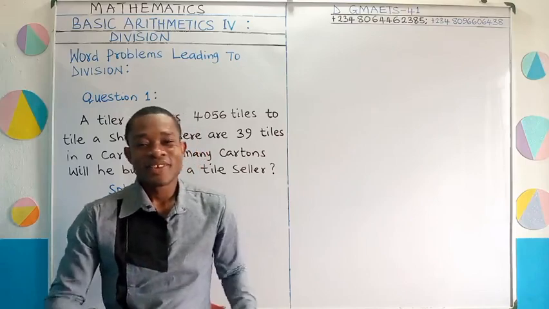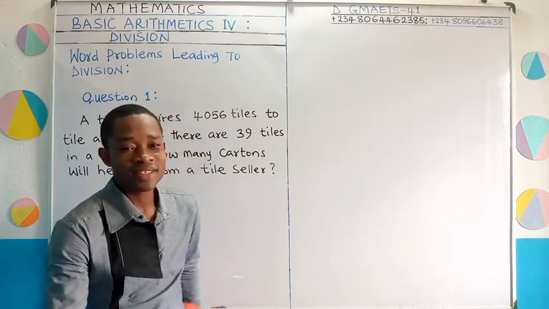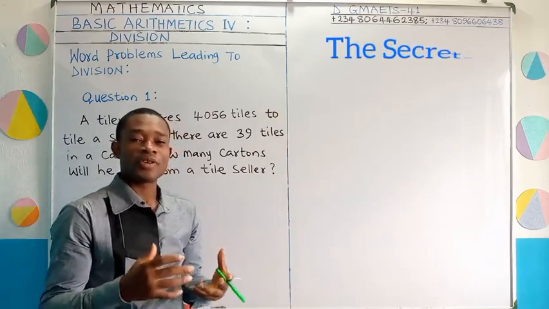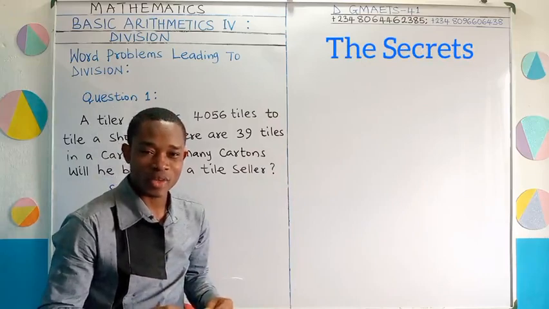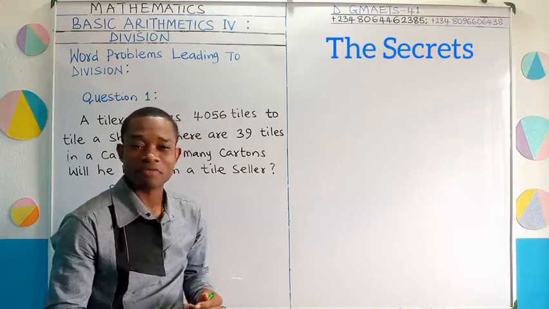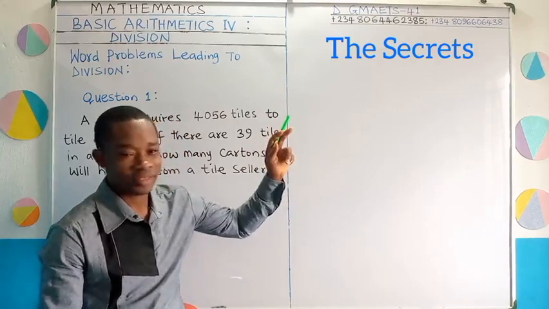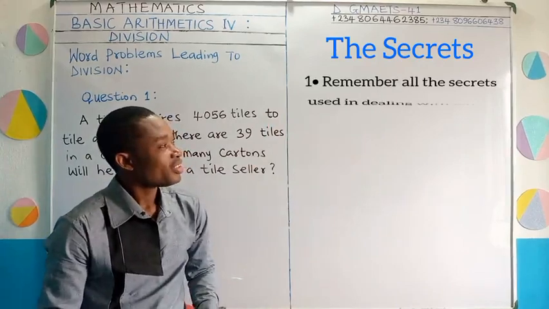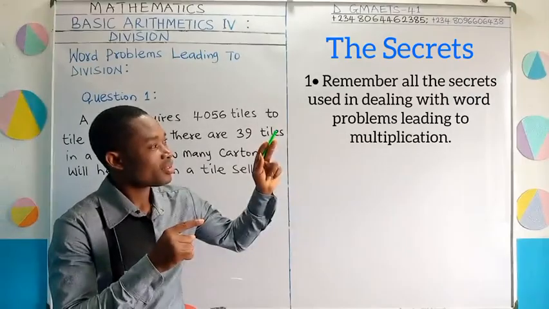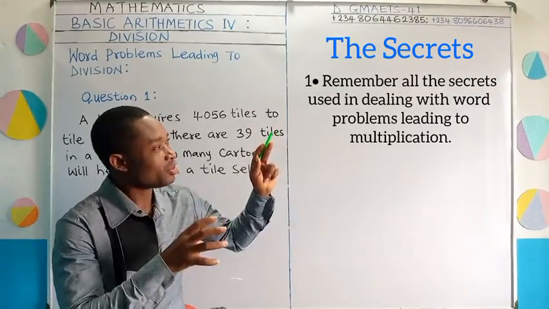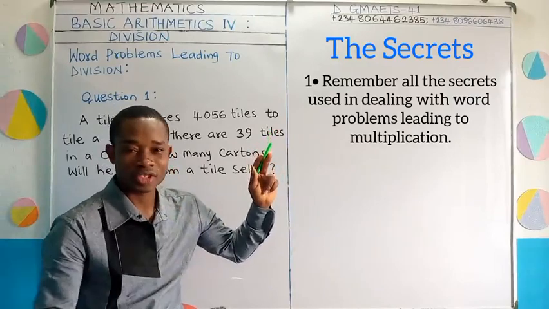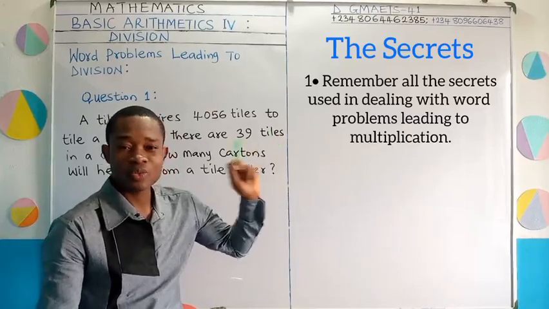Please follow along these secrets as they display on the board. The secrets you need, the principles, the guidelines when dealing with word problems leading to division. As a matter of fact, secret number 1: you need to remember all the secrets that are used in dealing with word problems leading to multiplication. That is secret number 1.